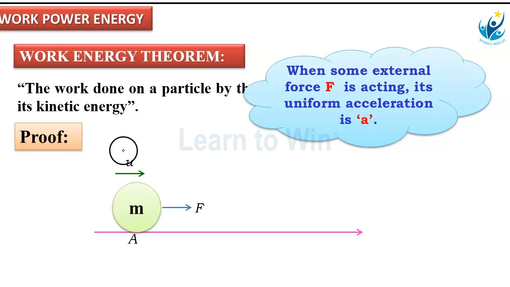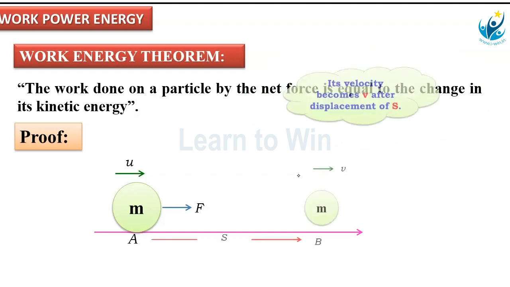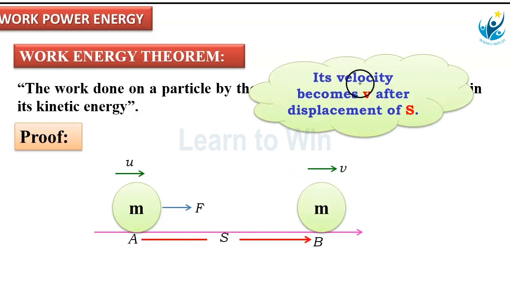What is its initial velocity? u. Now, after traveling s displacement, its velocity becomes v. Its velocity becomes v after displacement of s. Here to here the particle displaces. Here its final velocity is v. Now, we are going to find the work done.